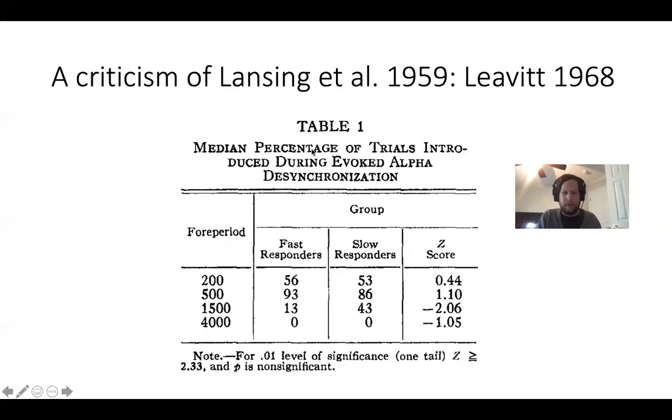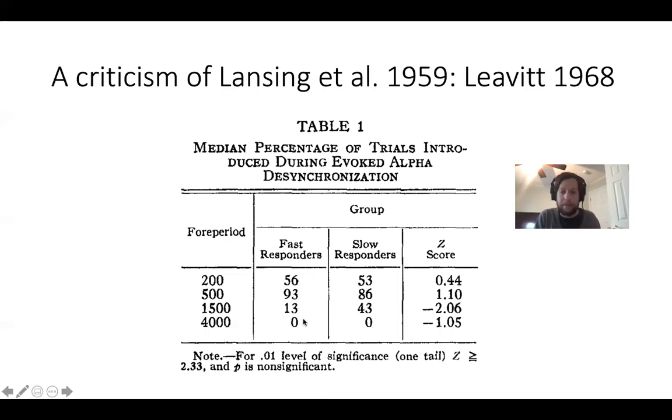So their dependent variable, once again, was a little bit weird. The median percentage of trials introduced during evoked alpha desynchronization. This basically means what percentage of the trials had an alpha amplitude that was really small. That's what these numbers are right here: the percentage of trials which occurred when the alpha amplitude was really small when that target stimulus was presented. Was the alpha amplitude small? That's what these numbers are, basically.